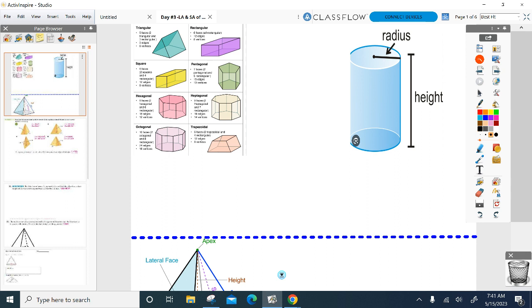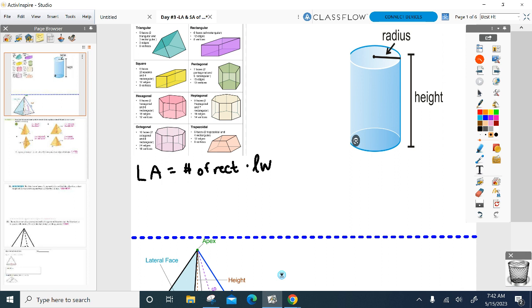So for here, lateral area, I really don't have a formula for you. Remember what lateral area is. You take off the bases and you find the areas of all the faces that are left over. Probably going to be rectangles, though, let's be honest. So it'll probably be number of rectangles times length times width.